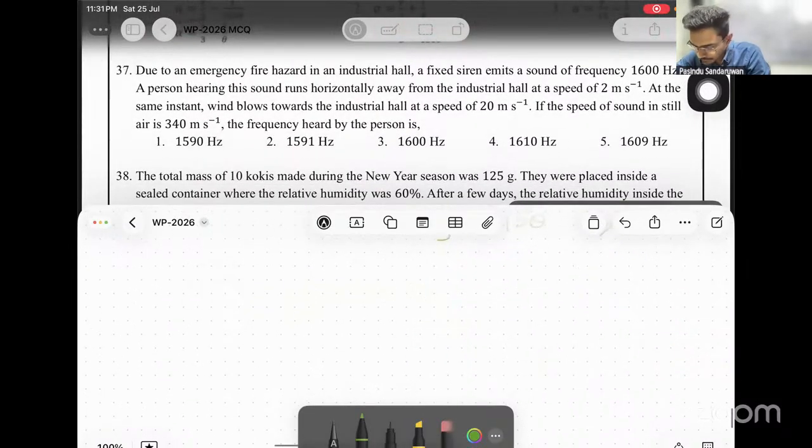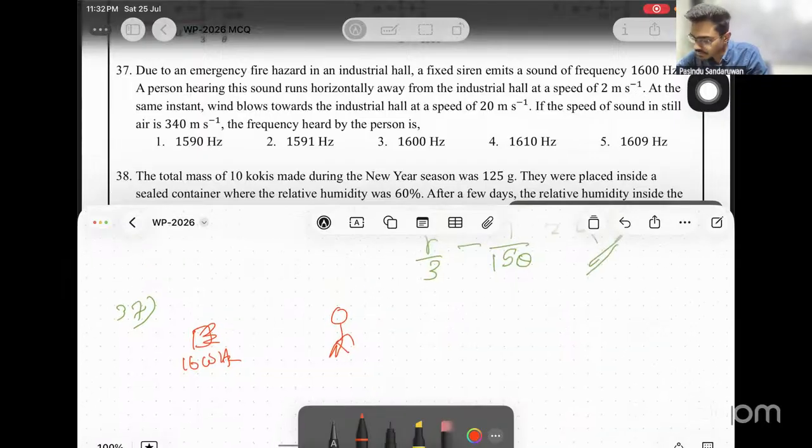37. Due to an emergency fire hazard in an industrial hall, a fixed siren emits a sound of frequency 1600. Right? A person hearing the sound runs horizontally away. Right now, a siren is emitting 1600, and a person is running away with a speed 2 m/s. At the same instant, wind blows towards the industrial hall at a speed of 20. Then there's a wind here at 20.